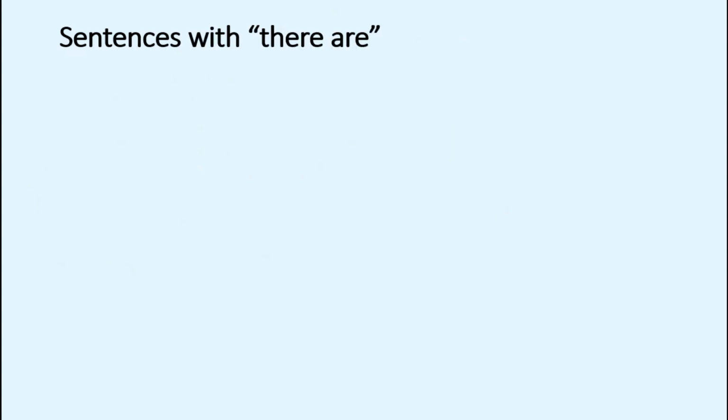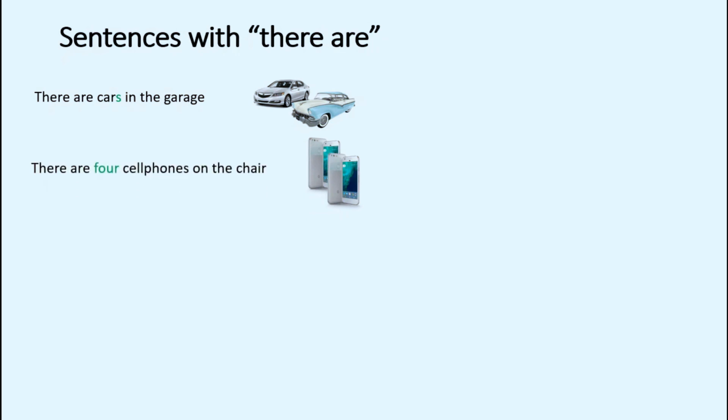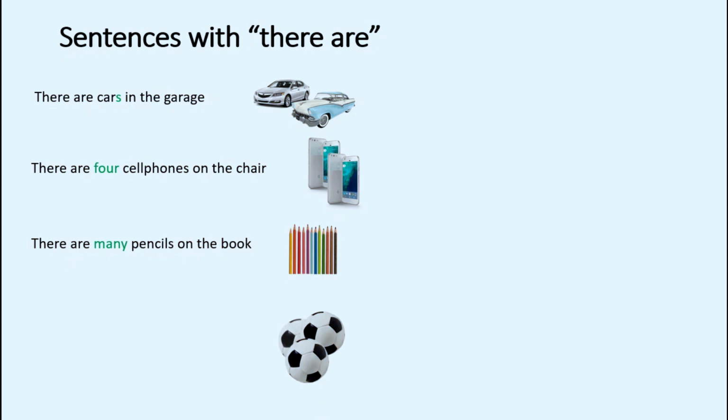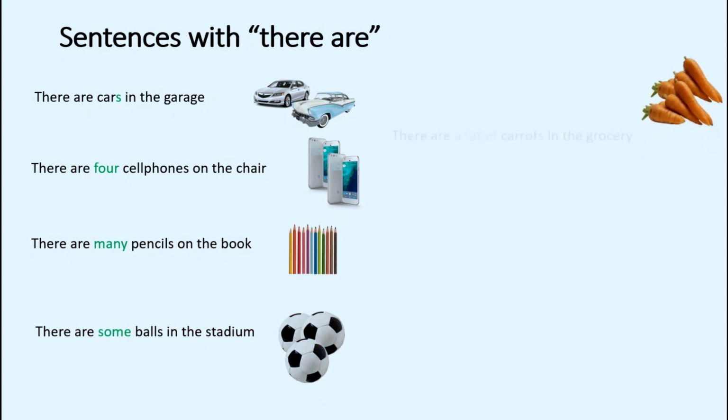Sentences with there are. So there are cars in the garage. There are 4 cell phones on the chair. There are many pencils on the book. There are some balls in the stadium. There are a lot of carrots in the grocery.